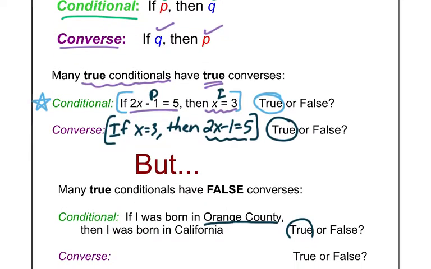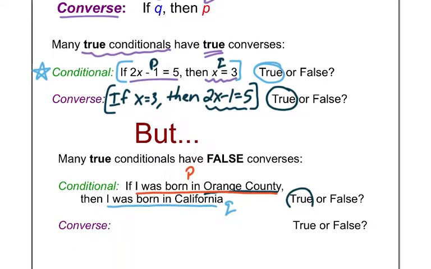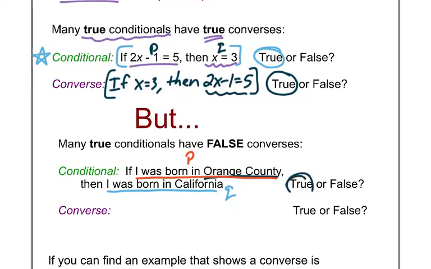Let's figure out, first of all, where's our hypothesis? I was born in Orange County. There's my hypothesis, there's my P. I was born in California is your conclusion. That's your Q. Okay, if P, then Q. Well again, the original conditional was true. Let's write the converse. Let's do if Q, then P.